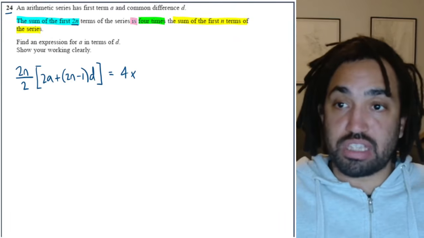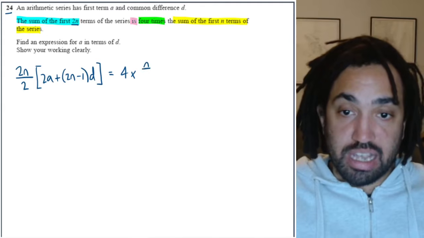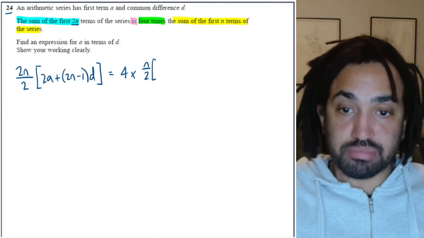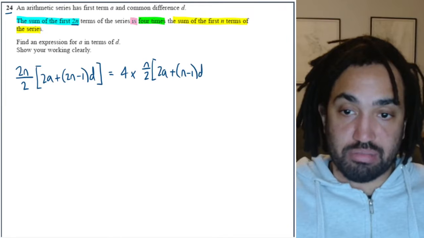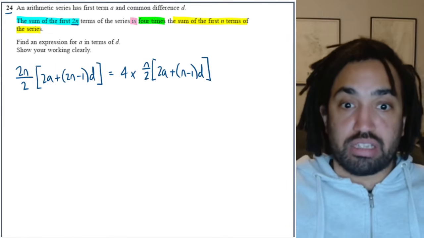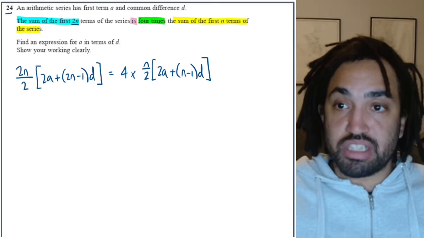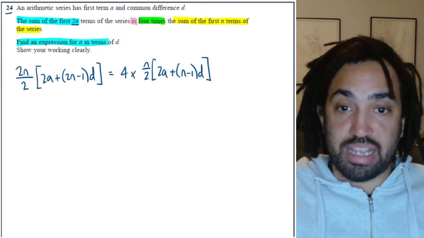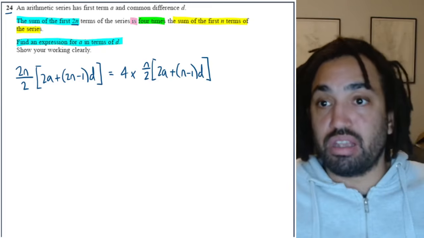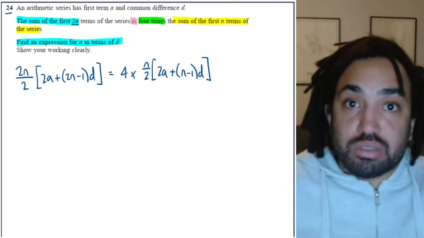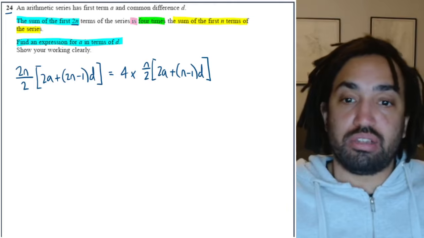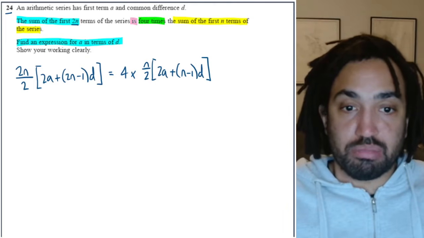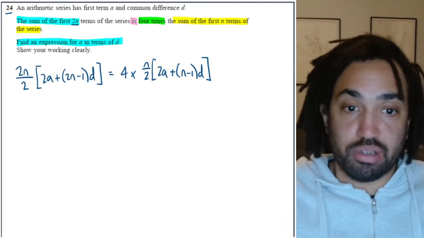Okay, well the first n terms of the series is n over 2, because n is the position, 2a plus n minus 1 d. Great. So now what I need to do is I need to simplify this down to get myself an expression for a in terms of d. Okay, I'm going to use my algebra skills here to try and cancel down and do as much simplifying as possible.